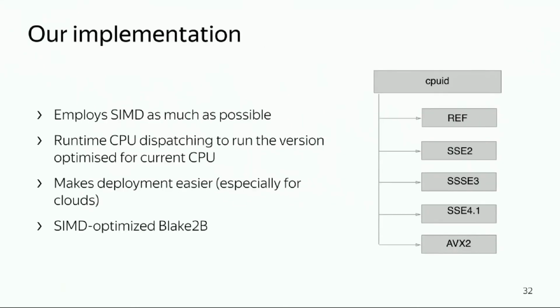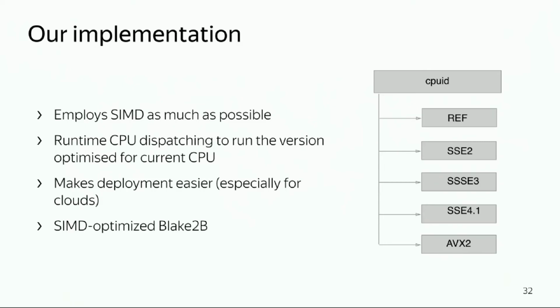So I had to make our own implementation, and it employs SIMD instructions as much as possible, and it runs CPUID and picks the implementation with the best performance at runtime. And our library has Argon2 and Blake2b algorithms in it.